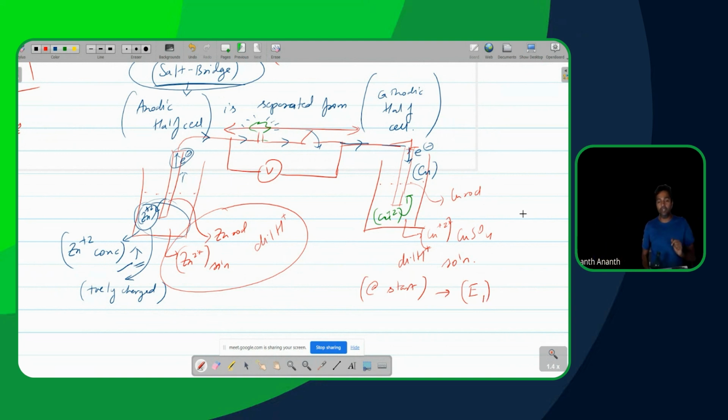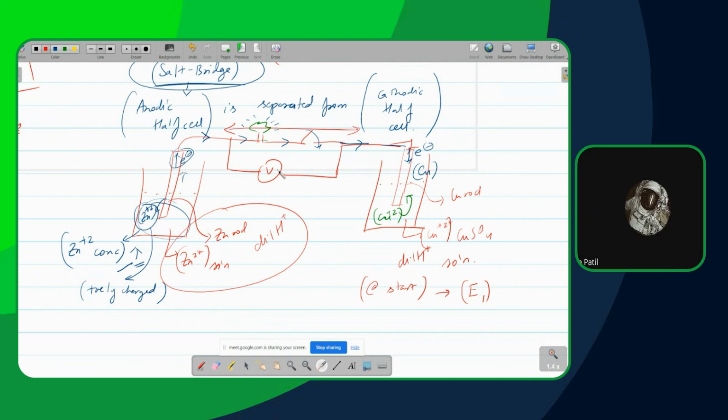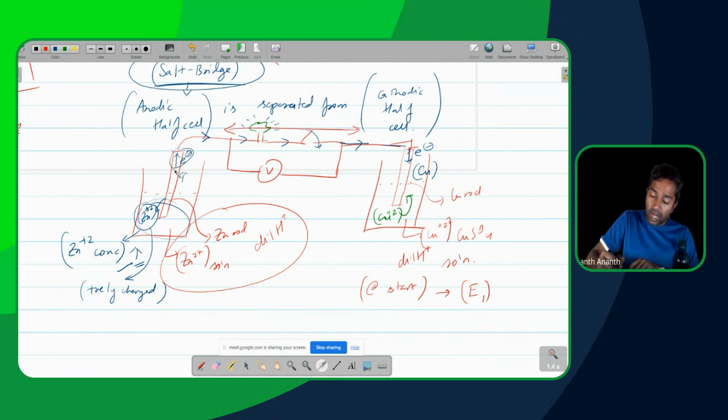What will happen if I turn the switch on? The first measurement is E1. What will be happening then? My zinc 2 plus will get accumulated on this side, correct? So this side, zinc 2 plus will keep getting accumulated. Positive charge keeps increasing. That will pull back the electrons to some extent, correct? So what is this voltage really measuring? It is measuring how easily the electrons are moving from one end to the other. That is what it is measuring, correct?